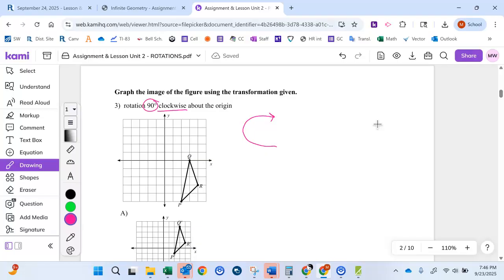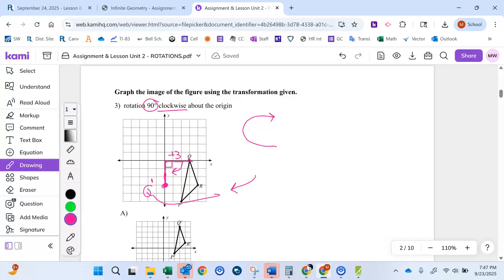So let's pick any point. Maybe we can start with Q. So it's 3 this way, right? Plus 3. So it's going to go clockwise, which is this way, and it's going to be a perfect right angle. So it's going to be like that, and it's going to be over here. So 1, 2, 3, 1, 2, 3. So what point is that for Q prime? Well, we're just looking for where it's going to be. So this is going to be there. That's Q prime.